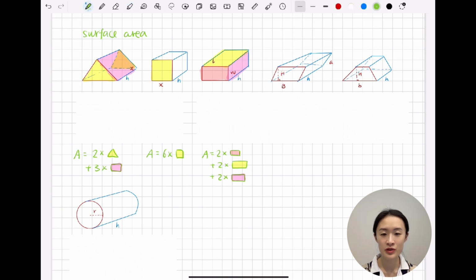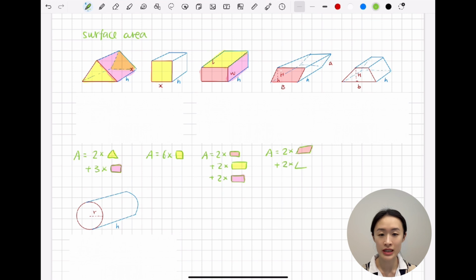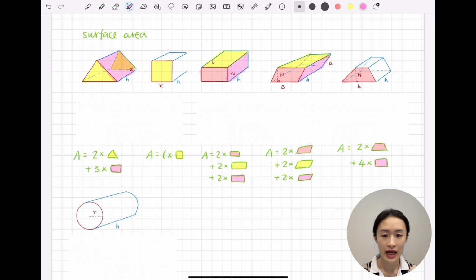Okay, and then moving on to the parallelepiped. Now this one is very similar to the cuboid. They have 3 different pairs of parallelograms. And then moving on to the next one, trapezoid. We have 2 trapeziums, the front and the back. And then we have 4 rectangles. Again, those rectangles could be all different depending on the length of the trapezium.